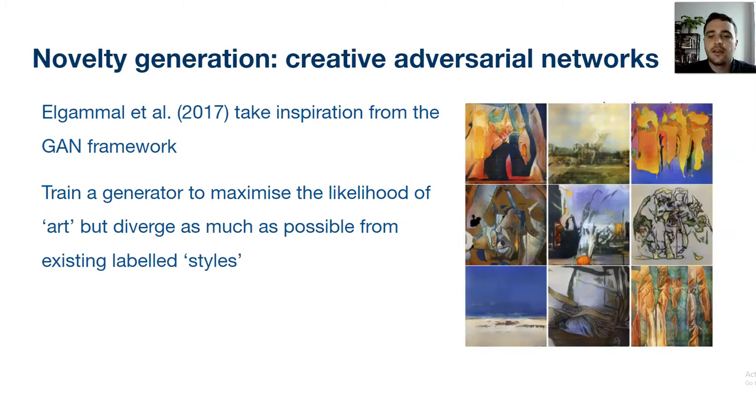The next technique we're going to discuss is creative adversarial networks. Elgamal and others take inspiration from the GAN framework. But here, they're training the generator to maximize the likelihood of art. They're training this on the WikiArt dataset of digitized paintings. So we're maximizing the likelihood of generating a painting, but we're diverging as much as possible from any of the existing styles of paintings that are in this labeled dataset.